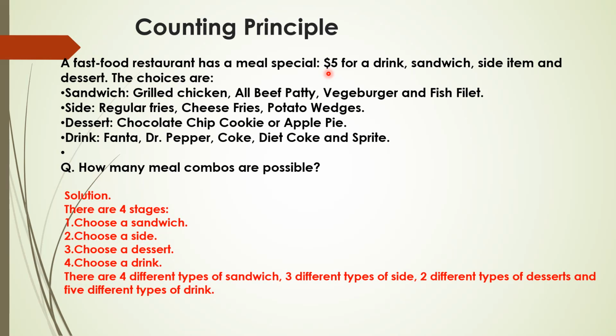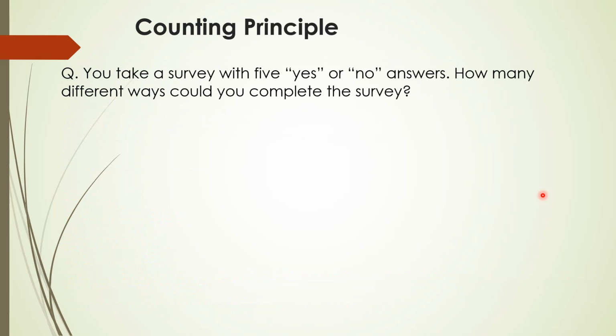So there's 4 different ways for the sandwich, 3 types of the side dish, 2 different types of desserts, and 5 drink types. So the number of meal combos is 4 times 3 times 2 times 5. So from a limited menu that you can literally write or paint on the wall of this takeout or fast food restaurant, you have 120 choices. It doesn't look like that, but that's real. That's the fundamental principle of counting.